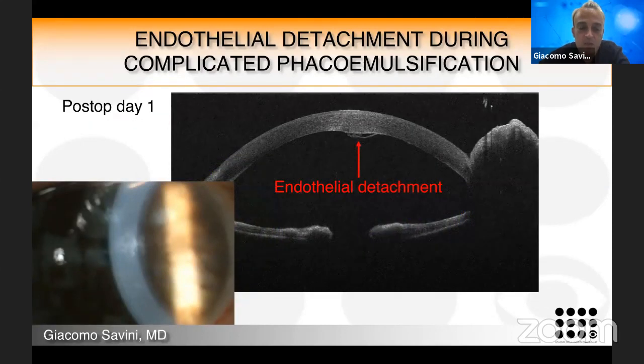But what was more interesting was to have a look at the sagittal images of the OCT. This is an OCT image from the 25 scans of the map. You can clearly see that the endothelium is detached in the center of the cornea, and this was my fault. It's difficult to have the same clear image at the slit lamp, as you can see here on the left.